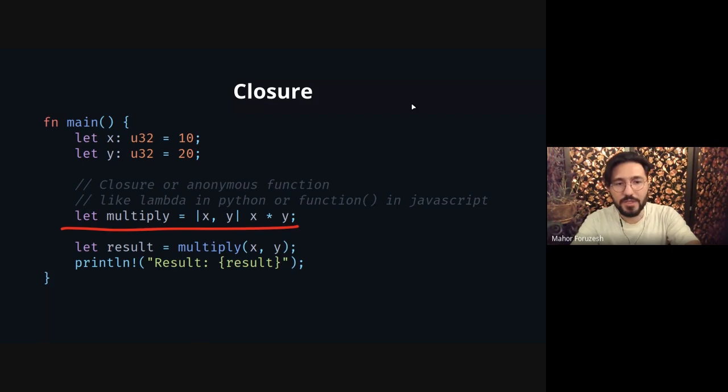We also have closures. So if you work with JavaScript or Python, it's similar to lambdas in Python or anonymous functions in JavaScript. So it's very useful and we are going to use them a lot. They are similar to functions, but they have different use cases.